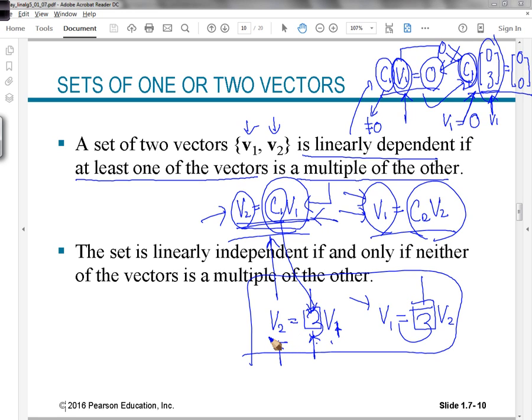Okay. So overall, in this special case of having 2 vectors, linear dependence is equivalent to the case where the 2 vectors are along the same line, which means one of the vectors is a scalar multiple of the other.